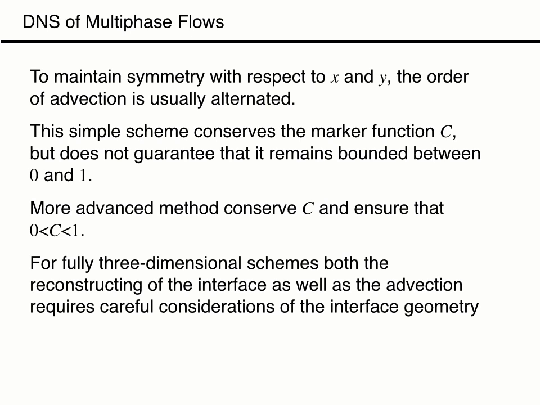The approach described here conserves the marker function c, since what flows out of one cell flows into another cell, but does not guarantee that it remains bounded between 0 and 1. However, more advanced methods exist that both conserve c and ensure that it is bounded between 0 and 1. For fully three-dimensional schemes, both the reconstruction of the interface as well as the advection are considerably more complex and require careful consideration of the interface geometry.